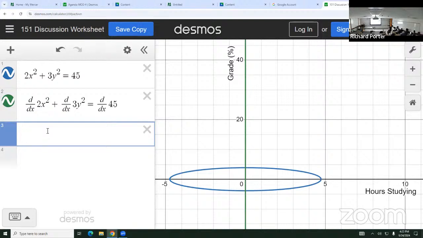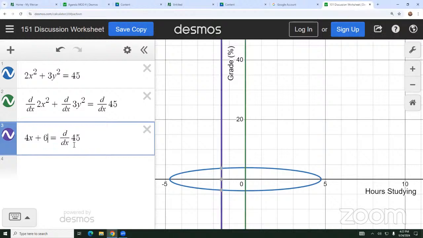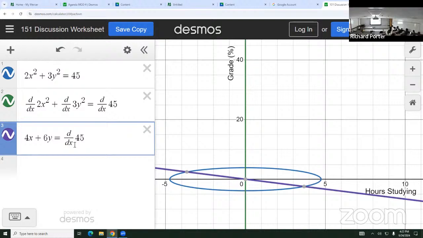Jake, you had the power rule, right? What's the derivative of 2x squared? It's the power rule, 4x. Got it. Who had the chain rule one? What's the derivative of 3y squared? 6y? Okay, let's just say that's right, when it isn't.